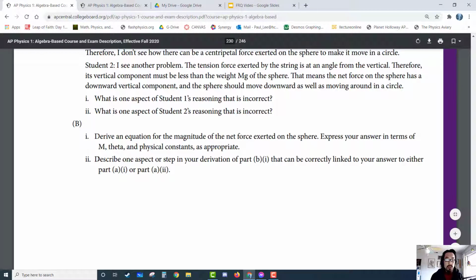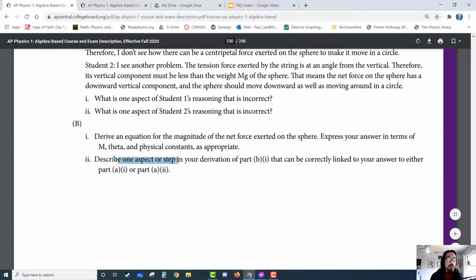Right? And part 2 says describe one aspect or step in your derivation of part B that can be correctly linked to your answer to either part A1 or A2. Now this is what's cool. This is the QQT. So this is asking you to take something that is more quantitative, something where you have to really calculate and figure out things. Because if you come up with an equation, you can come up with a numerical part, and this is asking you to combine your knowledge of the qualitative part, which is what we have above in part A, to the quantitative part, which is what is in part B.